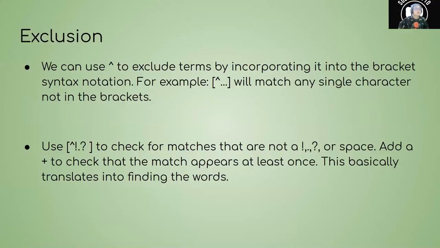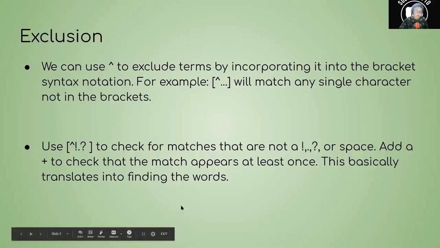So, exclusion. We can use the up symbol to exclude terms by incorporating it into the bracket syntax notation. For example, bracket, up, bracket will match any single character not in the brackets. So we can use all those weird symbols to check for the matches that are not a this or space, because there's a space in here if you didn't notice. Add a plus to check that the match appears at least once. This basically translates into finding the words.